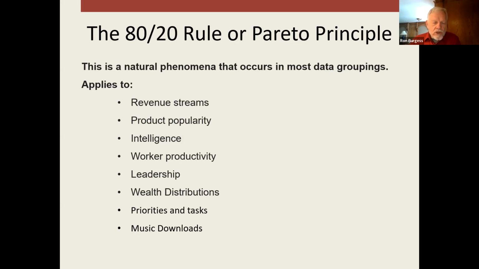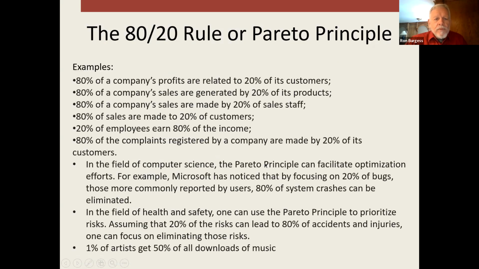Some would suggest that the only way you can do anything about that is something unnatural, because it's a natural mathematical thing. Same thing with priorities and tasks. Same thing with music downloads. So, other examples.